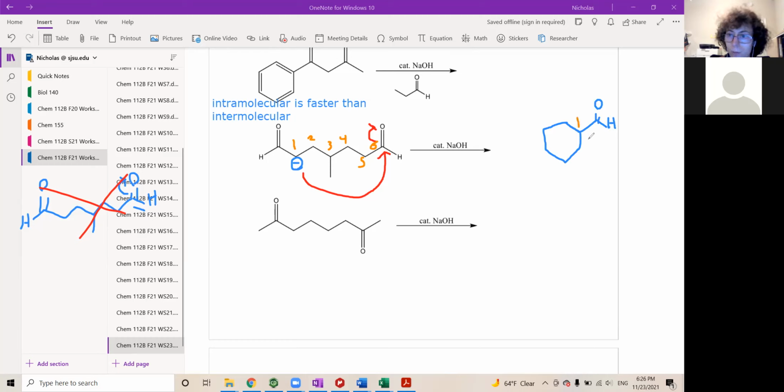So here's 1, 2, 3, 4, 5, and 6. And on carbon 6, that's where the electrophilic aldehyde was, so there's going to be an alcohol here. And on carbon 3, there was a methyl group, so there's still a methyl group there. And then you can also show the dehydration product, with a double bond like this, and then a methyl group down here still.